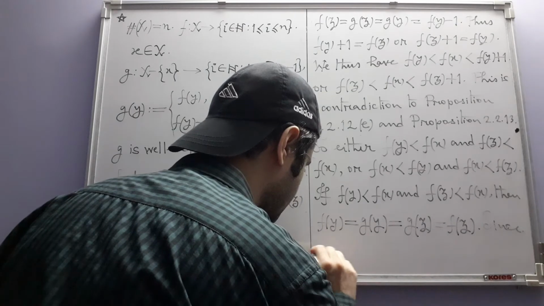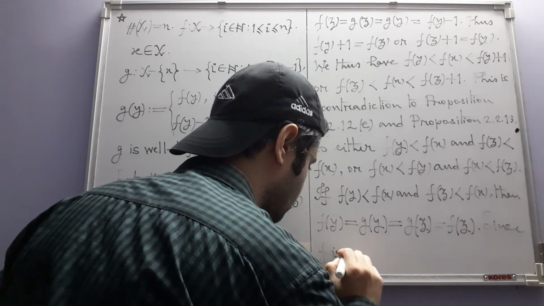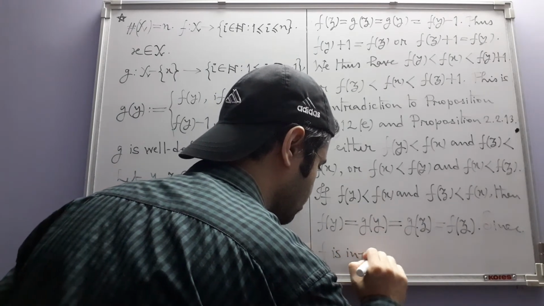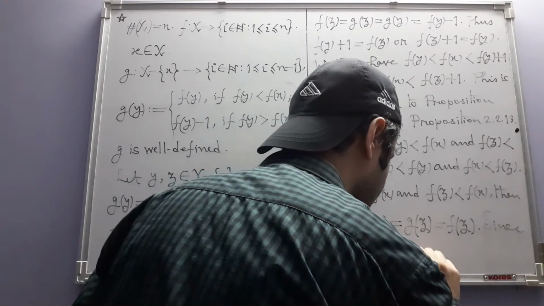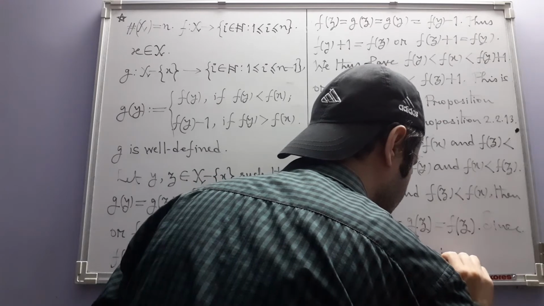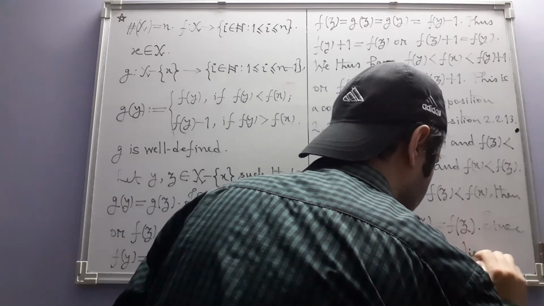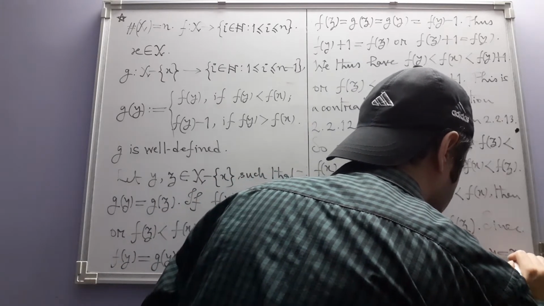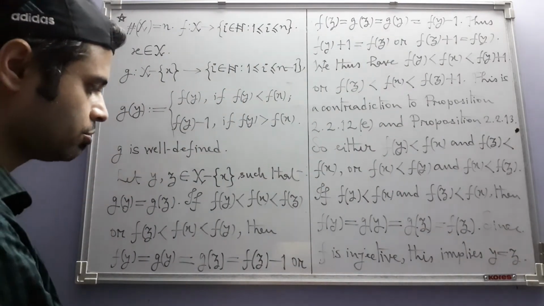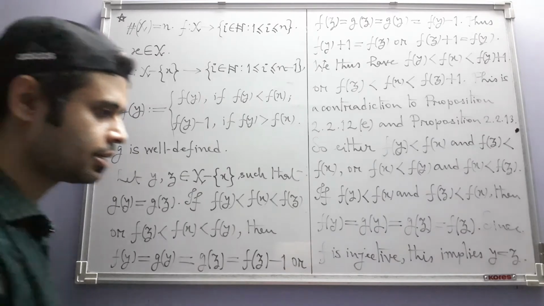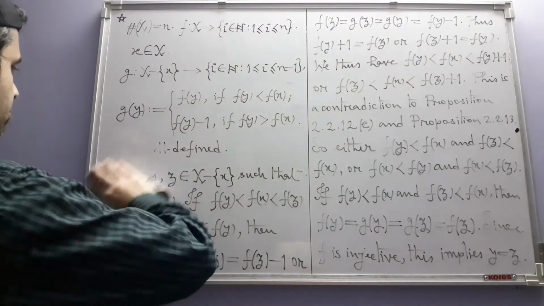Since f is injective, this implies y is equal to z. What is the other case, if both fy and fz are greater than fx? Let us see that also.